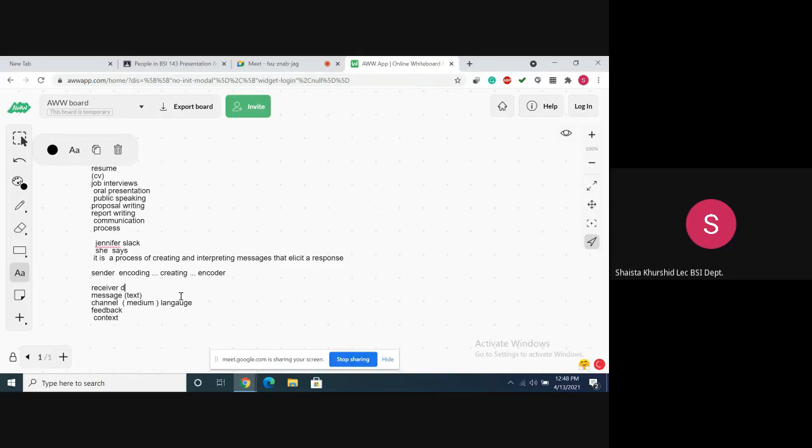The receiver is called the decoder, or we can also call it decoding, or it is the interpretation, interpreting the text. Why decoder? Because when he or she receives the same text that was encoded by the sender, the job of the receiver is to deconstruct the text and get the idea back, which is embedded in that particular text, and to give feedback to the sender again.